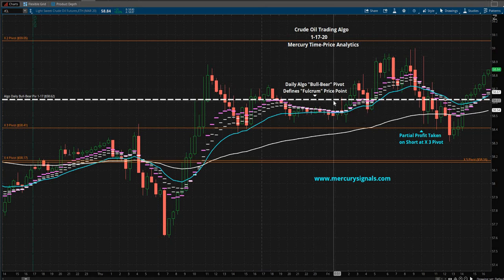And just as we saw a moment ago on the bond chart, the daily algo bull bear pivot is the fulcrum price point of the day. Now, if you've traded crude for any period of time, you know that it whips up and down, in and out. It's the most difficult instrument to program for an algorithm. And that's why I think you'll find if you've tried any other types of automated systems to trade crude, they whip you in and out.